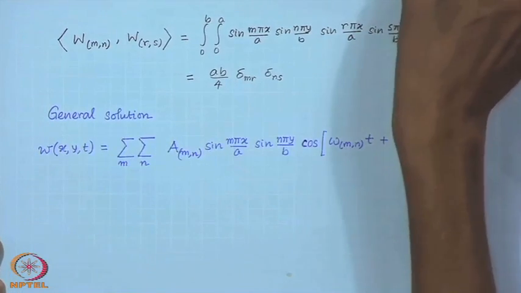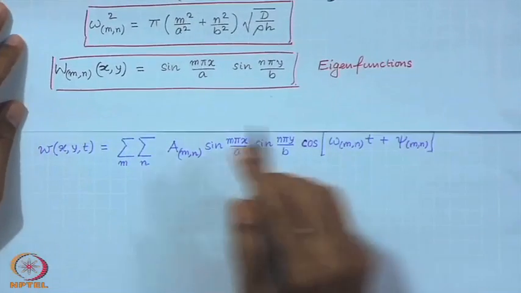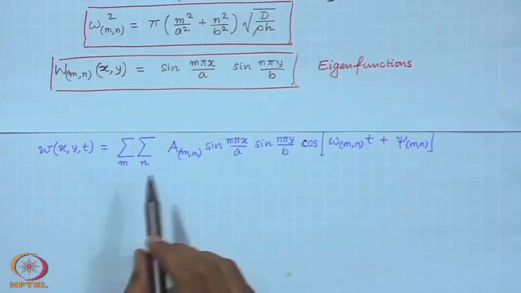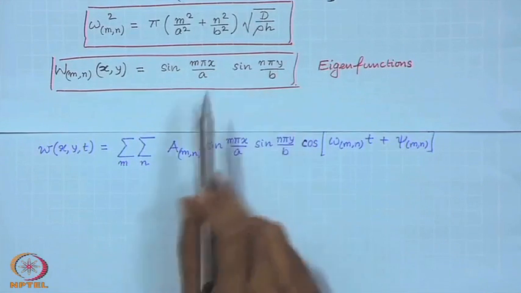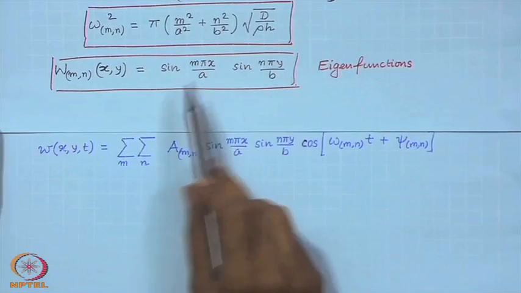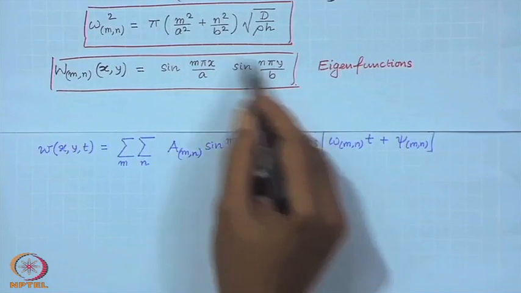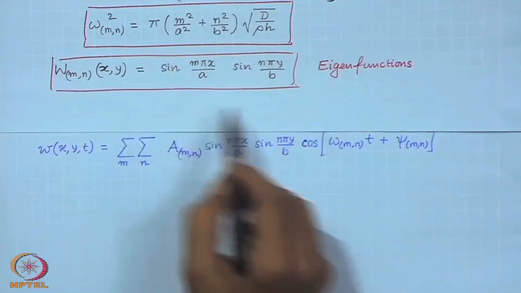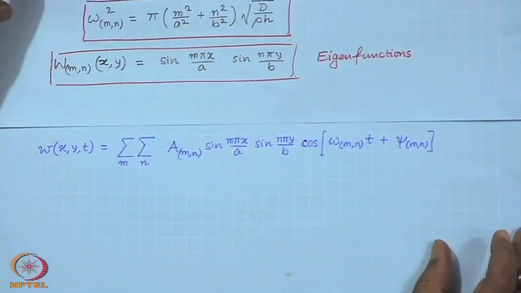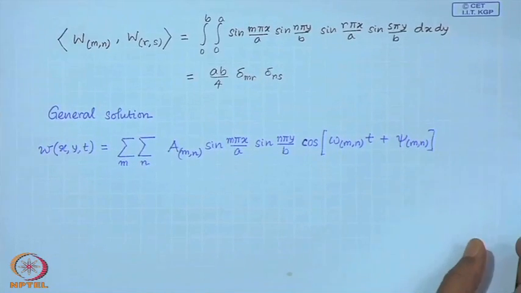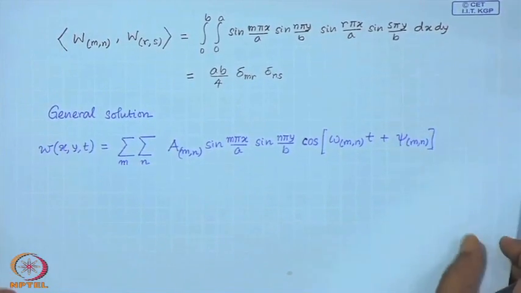Now, let us look once again at these eigen functions. We have obtained these eigen functions even for membranes, and so the modes of vibration are the same for the simply supported plate and that of the membrane.